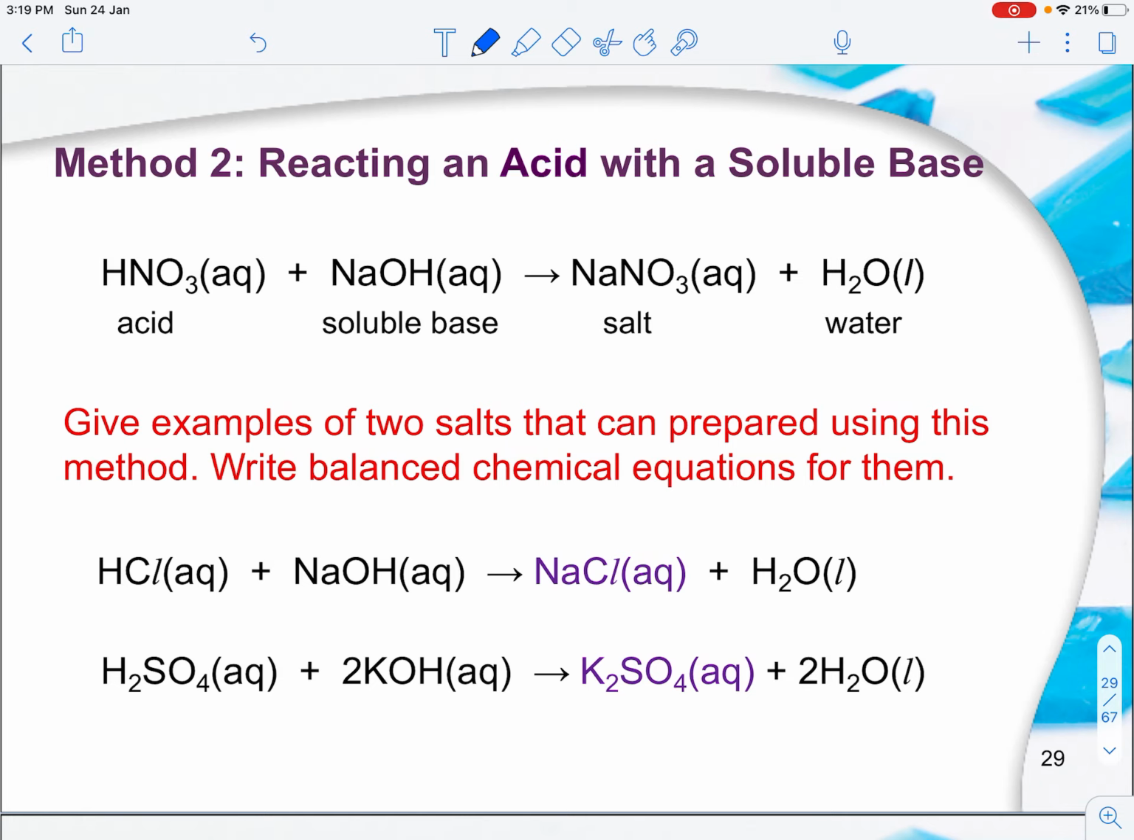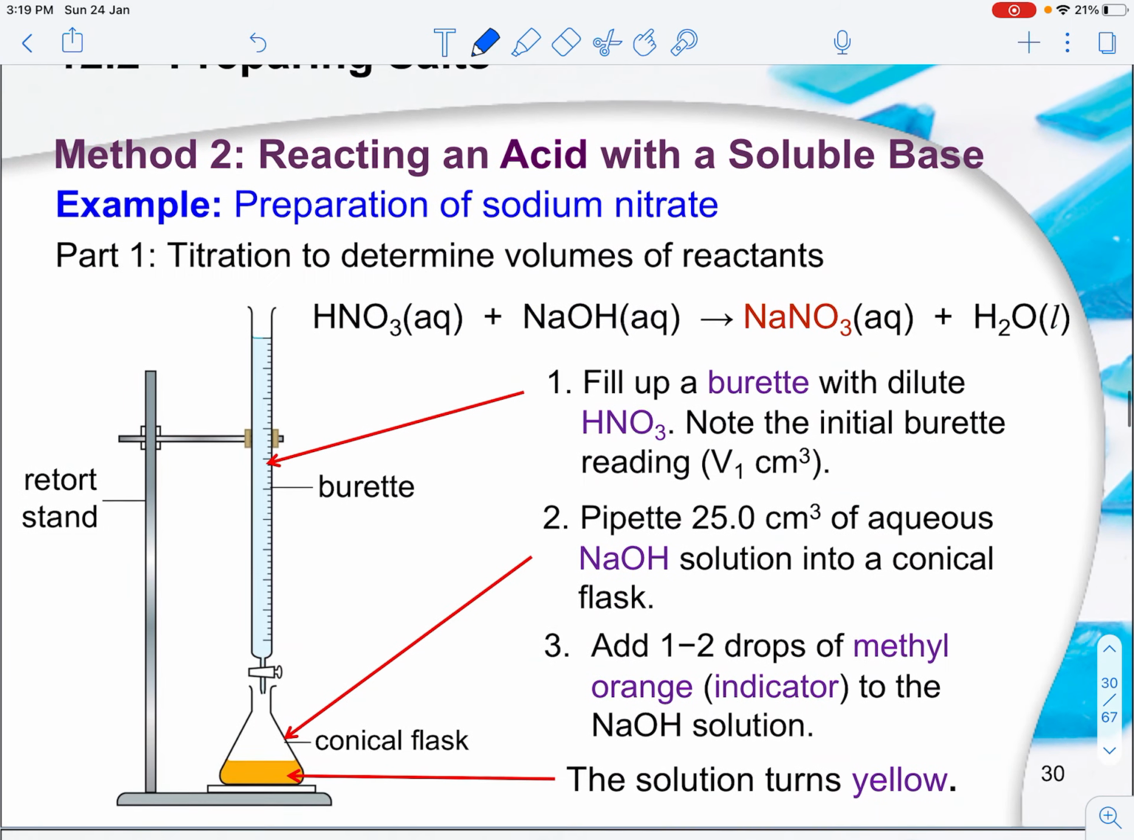Okay, so these are some examples of acid with the base to get salt, the soluble salt. So let's look at how we actually prepare sodium nitrate by titration. First of all, identify that sodium nitrate is a soluble salt, and you are choosing reactants that are also soluble. In this case, your acid, nitric acid, is soluble, and your sodium hydroxide is also soluble, forming your soluble salt, sodium nitrate.